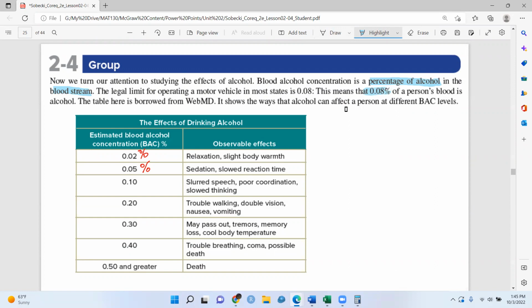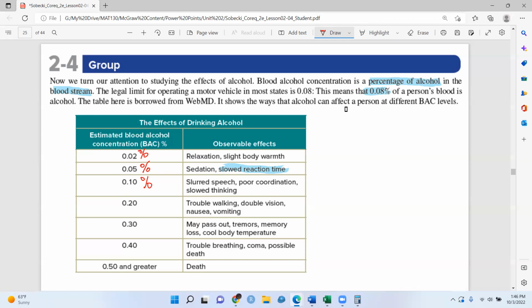Which is interesting, right? If you think about that in terms of driving and accidents, like if you look at the observable effects between these two, and these are generalized across all humans. So some people can have a higher percentage and maybe not have quite as much of these observable effects. But we're getting to the point of sedation and slowed reaction time, which is the problem with driving. So someone hits their brakes and it takes you an extra second longer to hit your brakes, and there you crash, kind of thing.